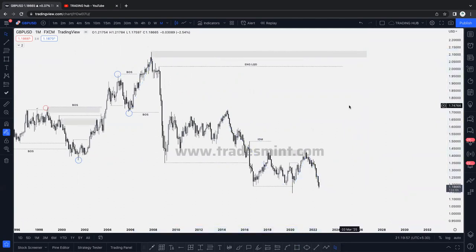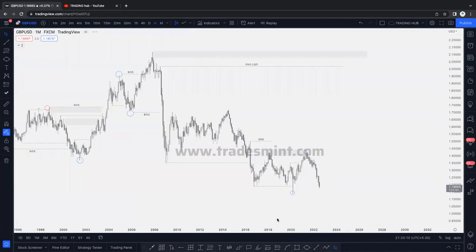Now let's switch into a little bit lower time frame, the weekly and then the 4-hour and daily. Okay, so this is the overall structure in the monthly perspective. Now let's switch into the weekly perspective. Okay, what happened?